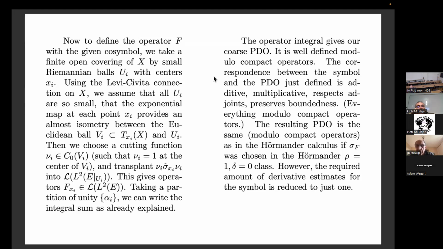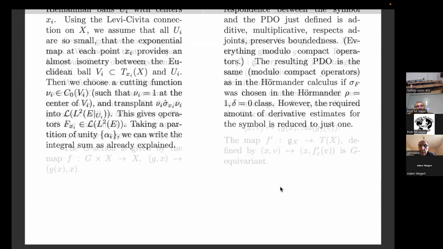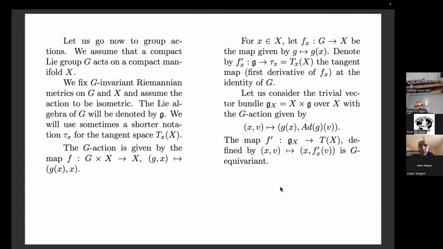And the resulting operator is the same. If you started with a Hörmander rho equal to 1, delta 0 class operator, so all your family of symbols satisfies this condition, then it's easy to prove that modulo compact operators you still get the same operator as Hörmander's operator. So that's a good answer to this problem of constructing.